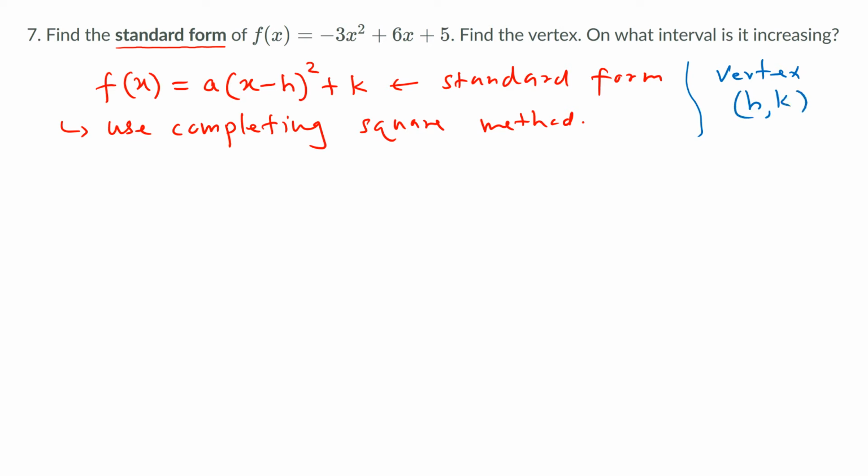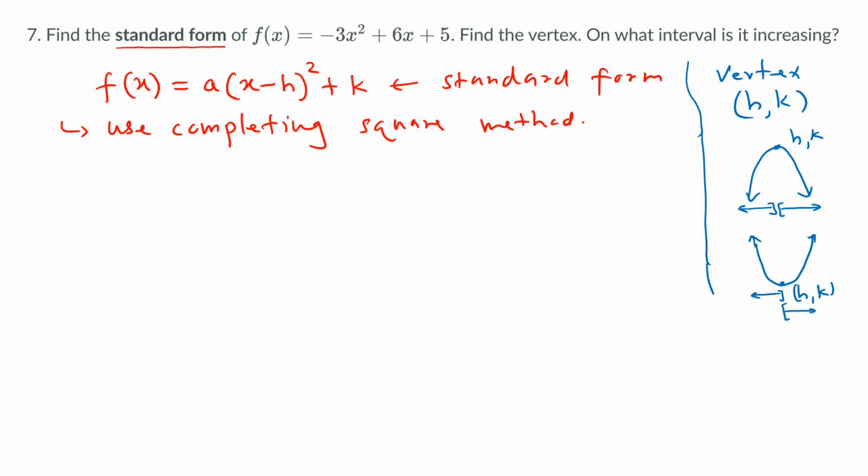Once you do the completing the square, the vertex simply becomes (h, k), and then we can also find where it's increasing and where it's decreasing depending on the shape of the graph. If the graph is like this, that is the (h, k), and you can see it is increasing on this part up to here, and it is decreasing on this part. And if the graph is going like this, that's the (h, k), and the graph is decreasing on this part and increasing on that part.